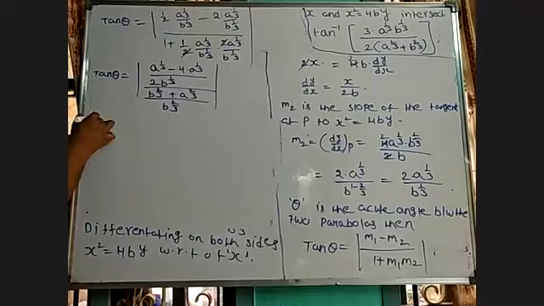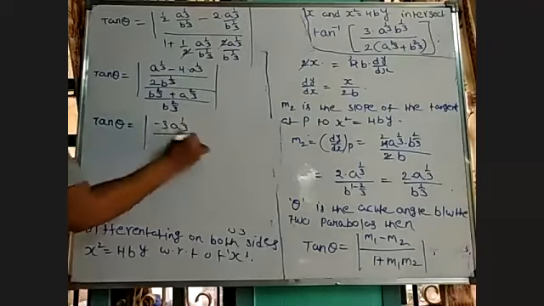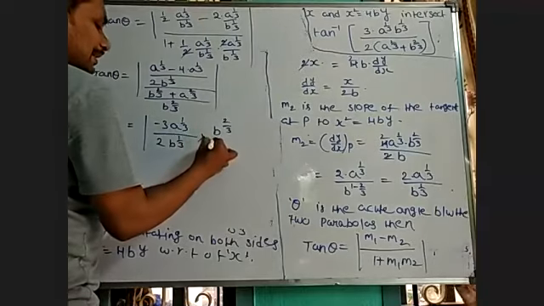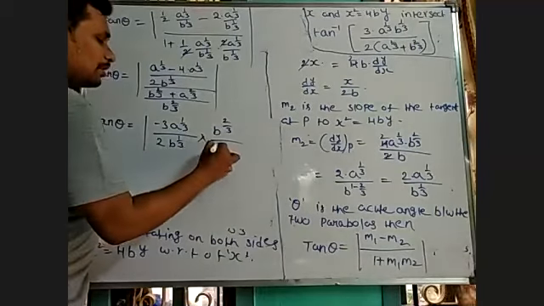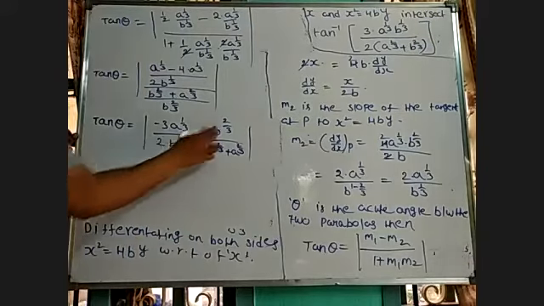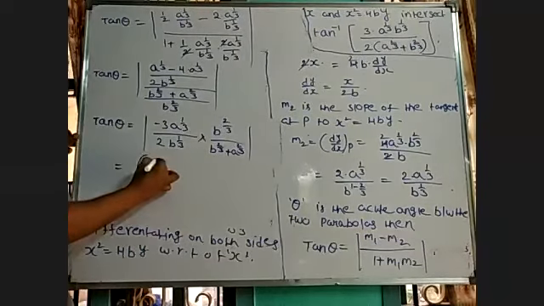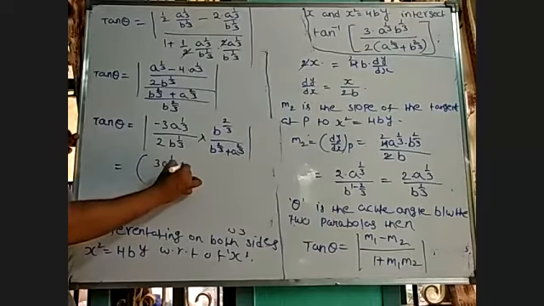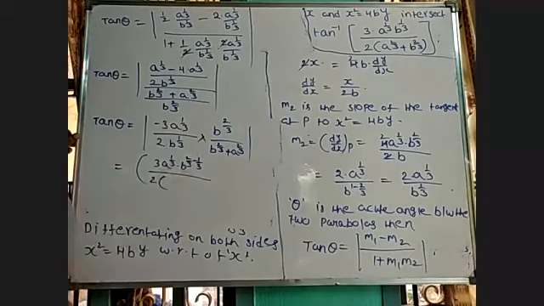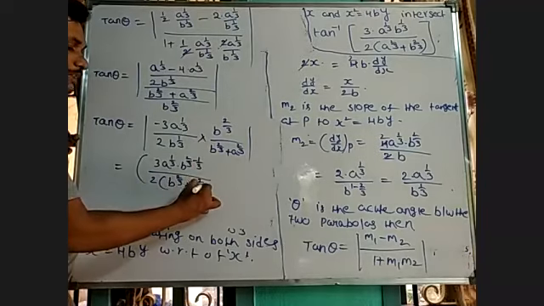Okay, if you subtract it, tan theta is equal to minus 3 a power 1/3 by 2 into b power 1/3, into (b power 2/3 plus a power 2/3). From this, if you take it upside, since minus is there, that's why the mod is there, I am removing the mod. From this, 3 into (a power 1/3 plus b power 2/3) minus 1 by 3 by 2, into b power 2/3 plus a power 2/3 we are writing.